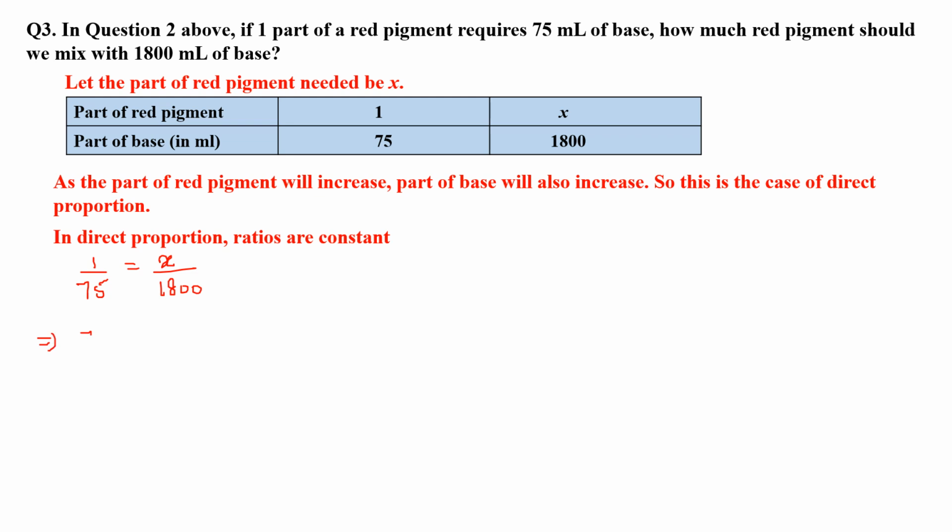So from here I will get 75 into x will be equal to 1800, and when we solve it, the value of x will be 1800 divided by 75. So now I will use 5 tables. So 5 times 15, and this will give me 5 times 360, and then 15 table, 15 times 24 will give me 360. So from here we can see that the part of the red pigment needed is 24.